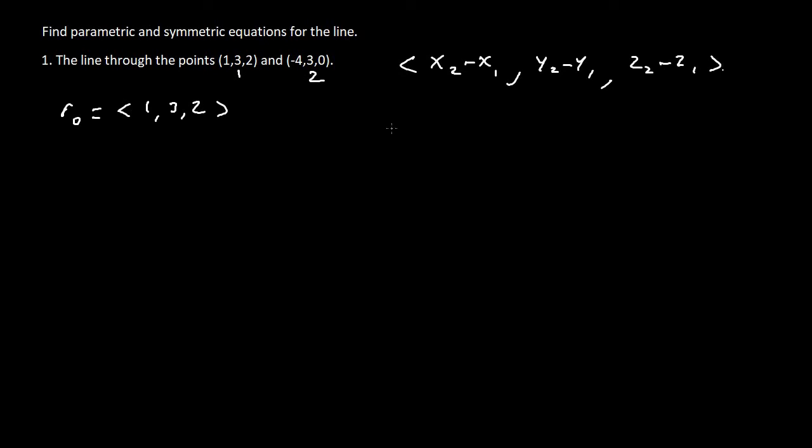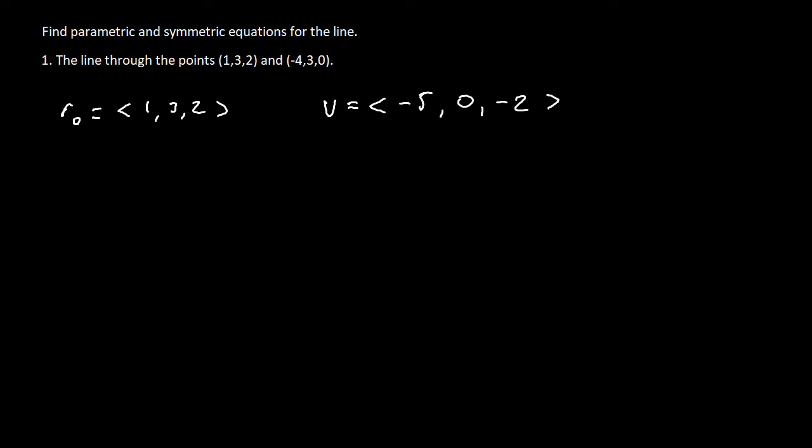And so if we represent another vector here, let's call it v, v is going to equal x2 minus x1, so negative 4 minus 1 is negative 5, comma y2 minus y1, 3 minus 3 is 0, comma z2 minus z1, so 0 minus 2 gives us a negative 2. So once again, R sub naught is going to contain x sub naught, y sub naught, and z sub naught, and vector v is going to contain a, b, and c.